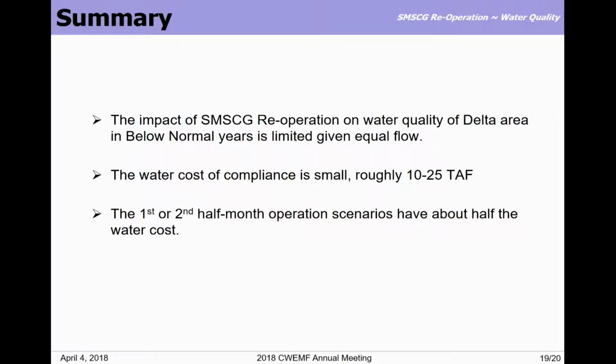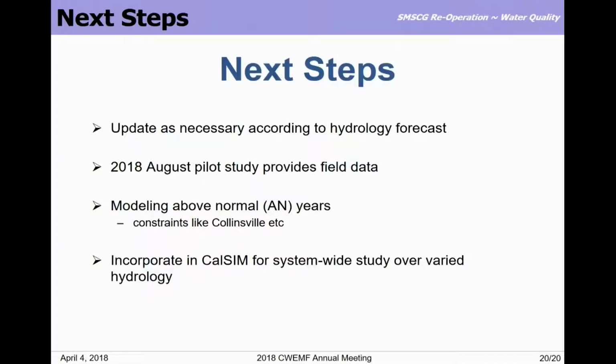To wrap up this preliminary result of our project: the reoperation didn't impact water quality in the Delta very much, not as our first intuition suggested. As we quantify the impact, the water cost is also small, only about 10 to 25 TAF, and for the half operation, it's also only about half the cost.